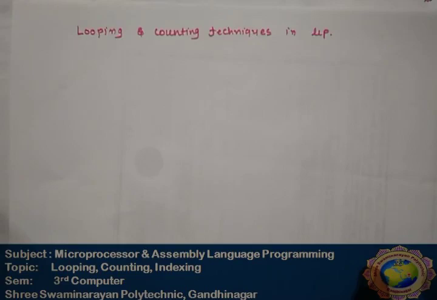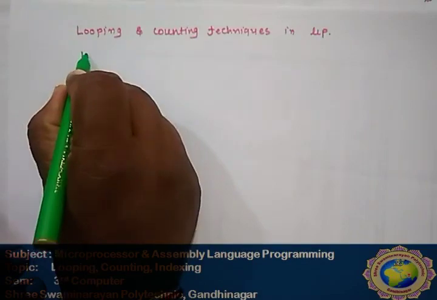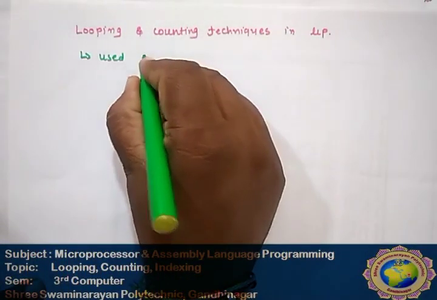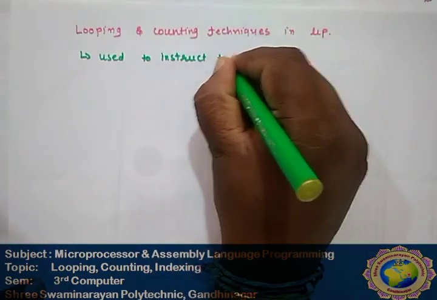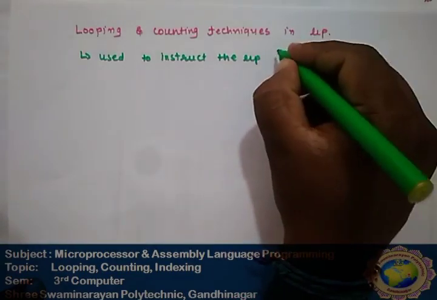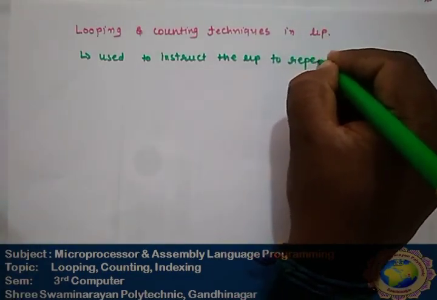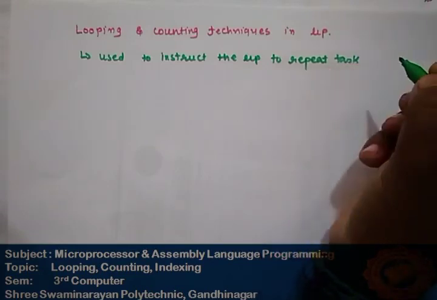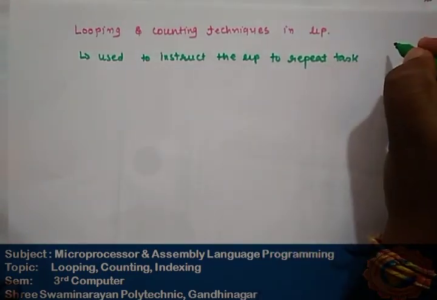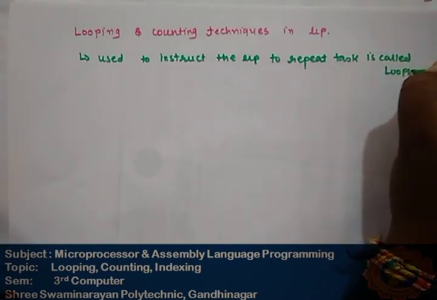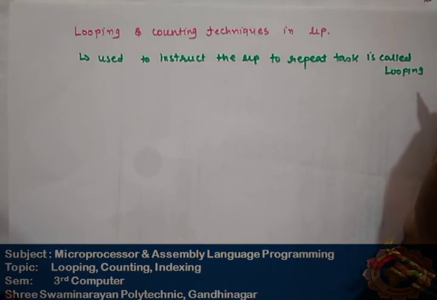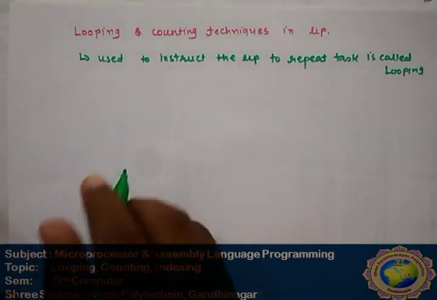Okay. So what is looping? That you already know. The programming technique used to instruct the microprocessor to repeat a task is called looping.